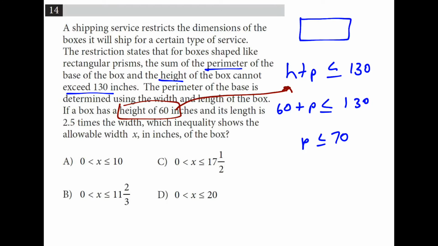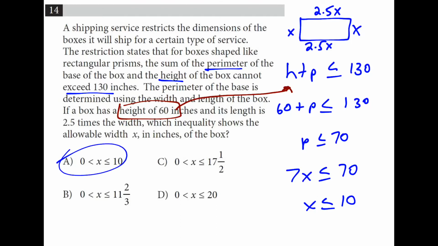So let's make this our box, and its length is 2.5 times the width. And we'll call the width x. So let's say this is the width, and this is the length, so it becomes 2.5x. The total perimeter here then, if you add up all the x's, is going to be 7x. So we'll say 7x is less than or equal to 70. If we divide both sides by 7, we get x is less than or equal to 10, which is A.